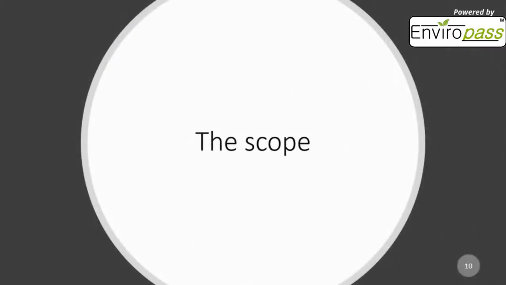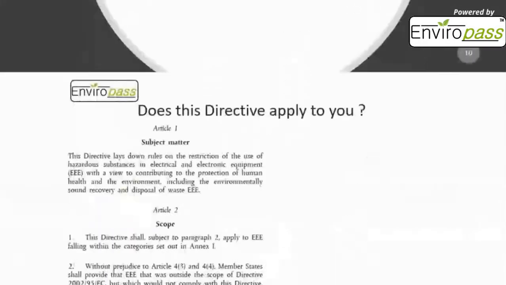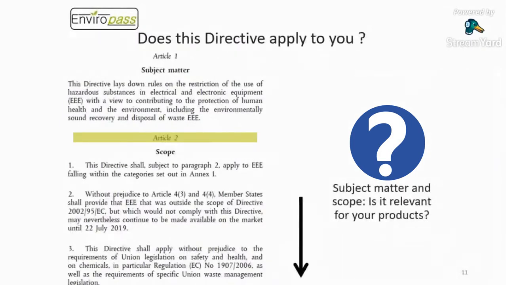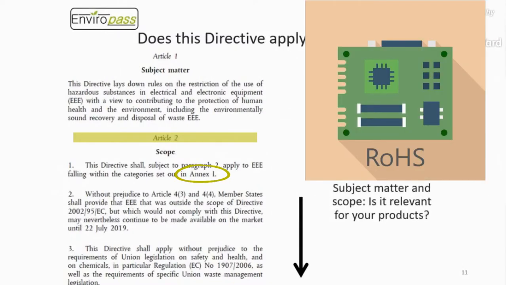Scope of RoHS. So are you in the scope? That's the question. And you need to look at Article 2 of RoHS. And you will see a reference to Annex I, where you have product categories. You will see whether or not you fall into these product categories. And typically you will, because the last category is any electronic equipment.